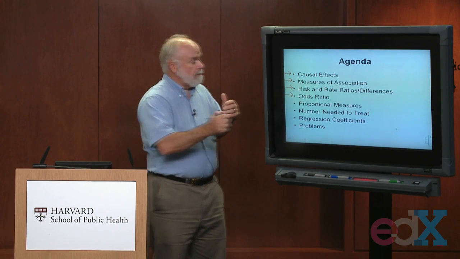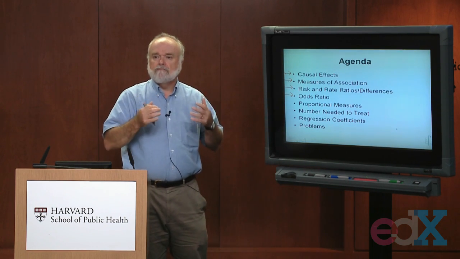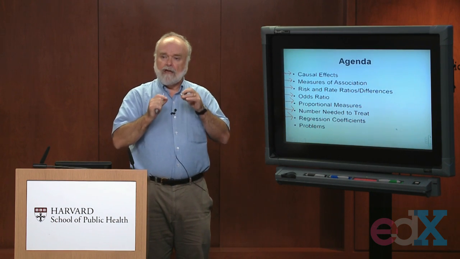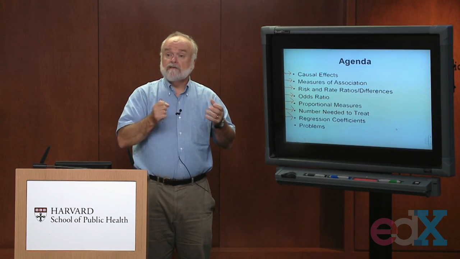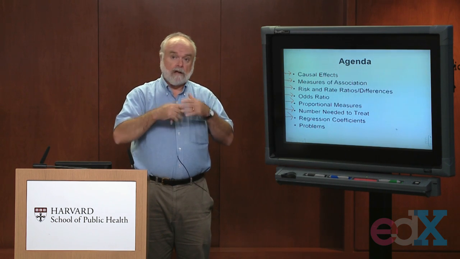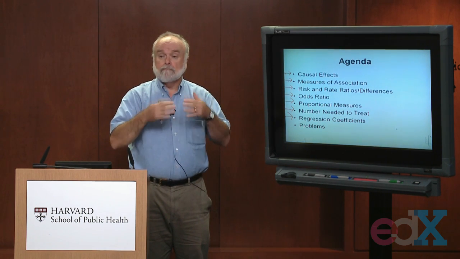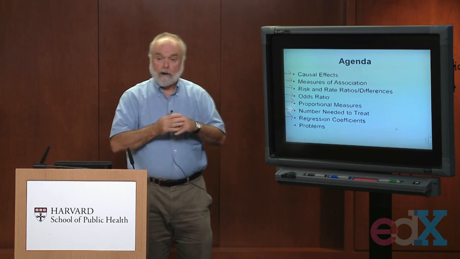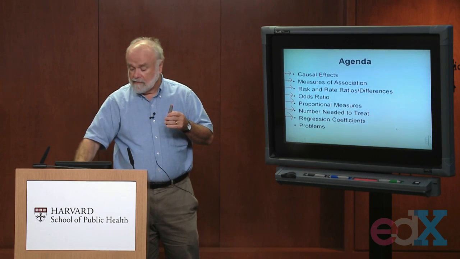And then I'm going to talk about some other less often used measures of association. I'll talk about proportional measures of association. I'll talk about the concept of number needed to treat in clinical epidemiologic research. And then I'm going to end up talking about regression models, introduce the idea that a regression coefficient is a measure of association. Now, throughout this, I'll give you some examples, some problems to do using the Framingham data set. So that's the roadmap.